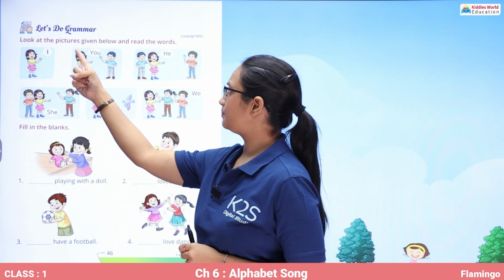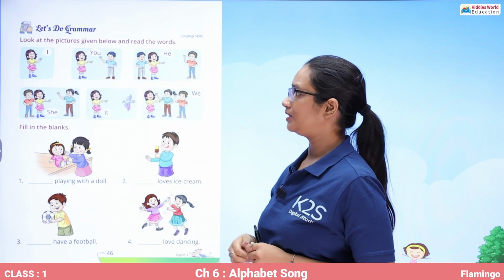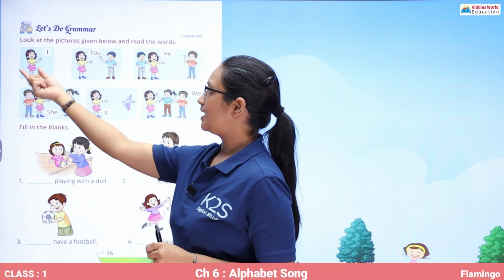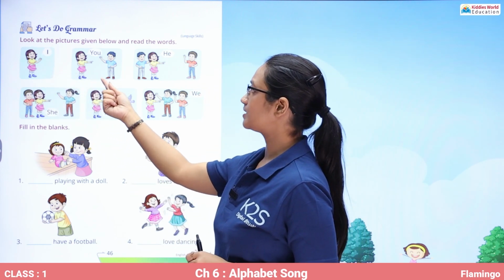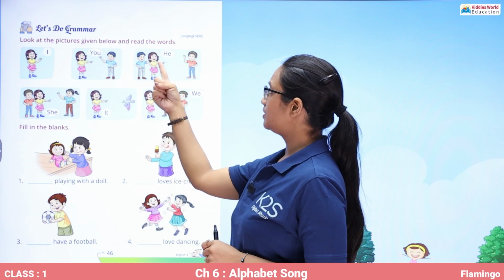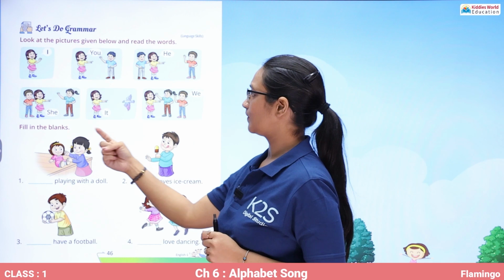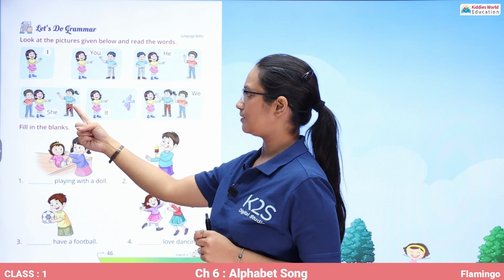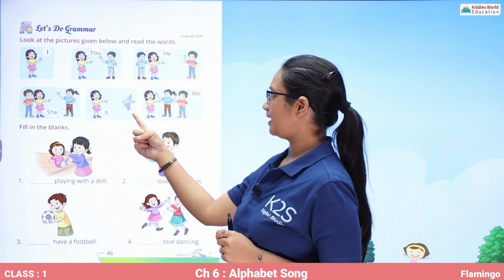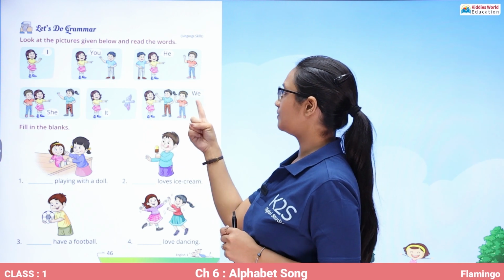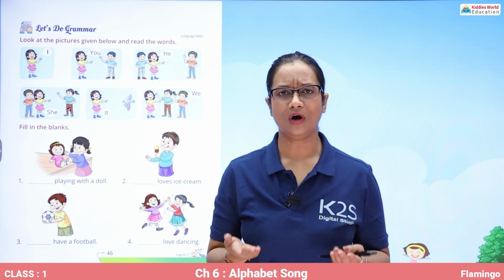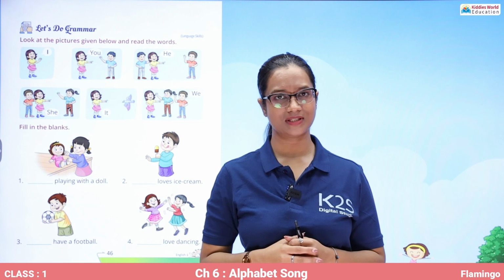So, look at the pictures given below and read the words. She says, I. She says, this is you. She says that he is a boy, or he. She says, she. She says, it. And she says, we. So, what is she doing or what is she saying?